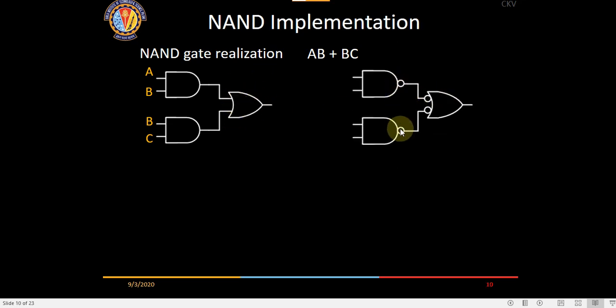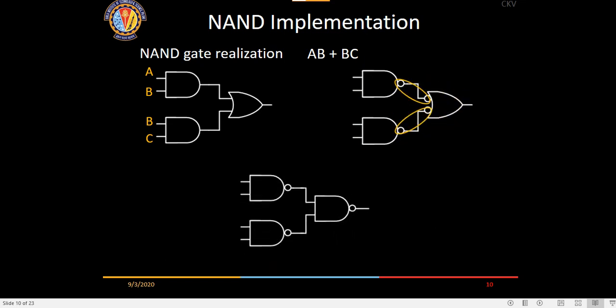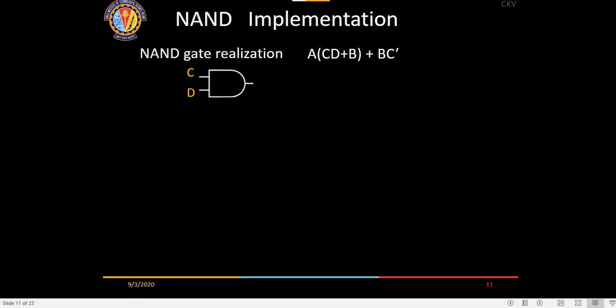Like you have put one bubble here, one bubble here, one bubble here, one bubble here. For each bubble, there has to be a corresponding one. So you inserted two bubbles here. Now this becomes a NAND, this becomes a NAND, and this also becomes a NAND. Okay, these bubbles get cancelled and they become a NAND. This is another way of approaching the same problem, right?